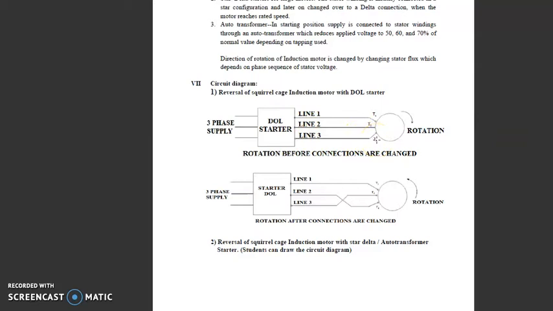If you switch on the motor using the DOL starter, the motor will start in operation. In that case the rotation of the motor is in the clockwise direction. You can see the direction of rotation shown by this arrow. If I connect it in this fashion, the motor will rotate in the clockwise direction. Now in the second case, we are assuming the rotation after connections are changed. Previously the connections were not changed, and we got rotation in the clockwise direction.